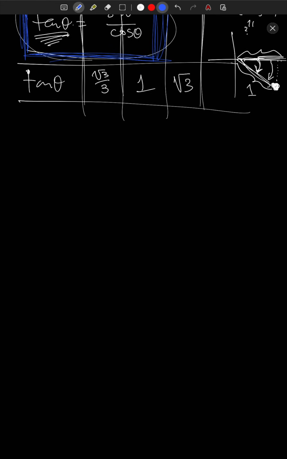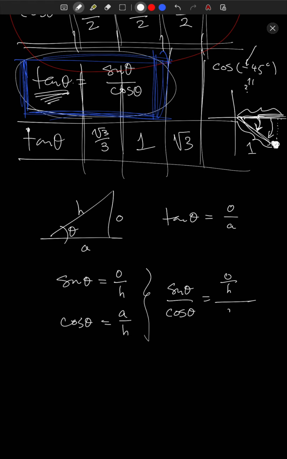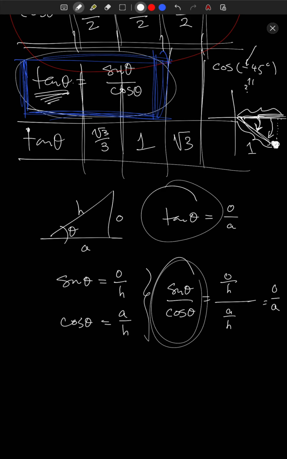But in the past, you said that tangent of theta was opposite over adjacent. Does that fit with our new definition of sine over cosine? Even the old definition of tangent as opposite over adjacent already worked. If I fill in the hypotenuse h here, sine of theta was opposite over hypotenuse, and cosine of theta was adjacent over hypotenuse. So sine over cosine was opposite over hypotenuse over adjacent over hypotenuse. The two hypotenuses cancel, so you get opposite over adjacent. Even in the old definition, you can clearly see that tangent is sine over cosine.